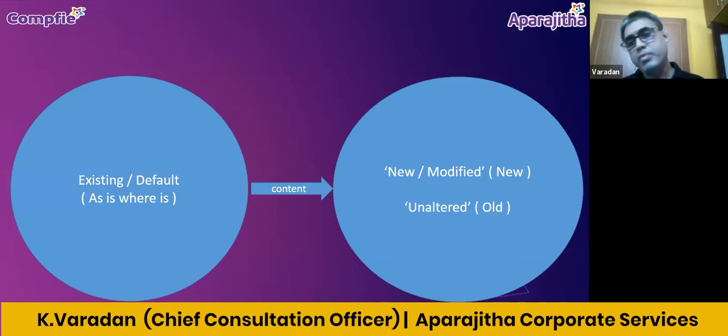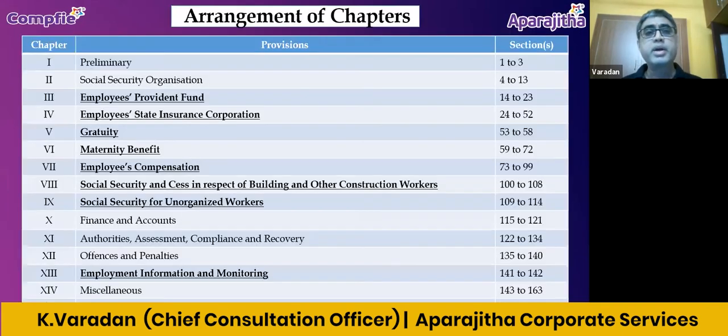So now maybe we will look at what are all the new wine first. We will list down certain things. Then we will move on with the other unaltered old wine also. So this is how these chapters are arranged. There are 14 chapters, and there are 6 schedules.